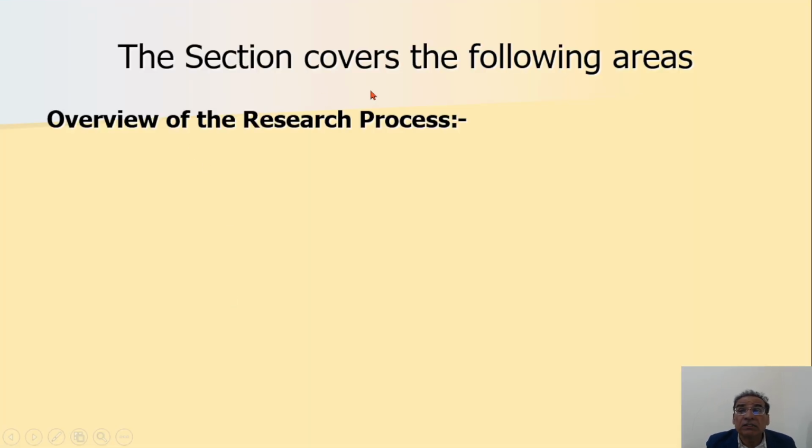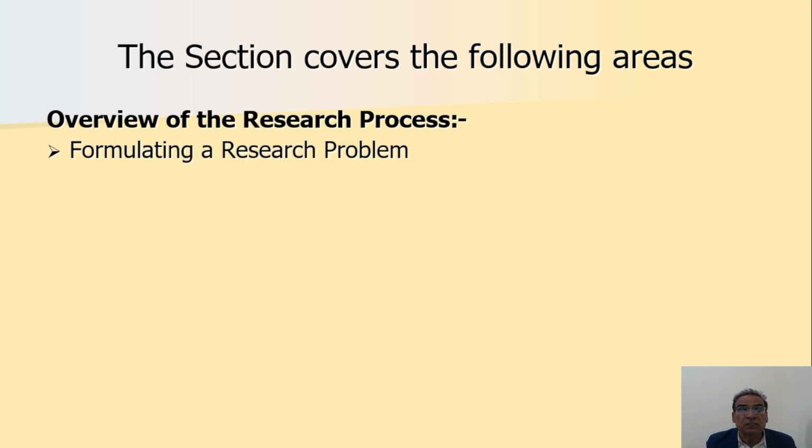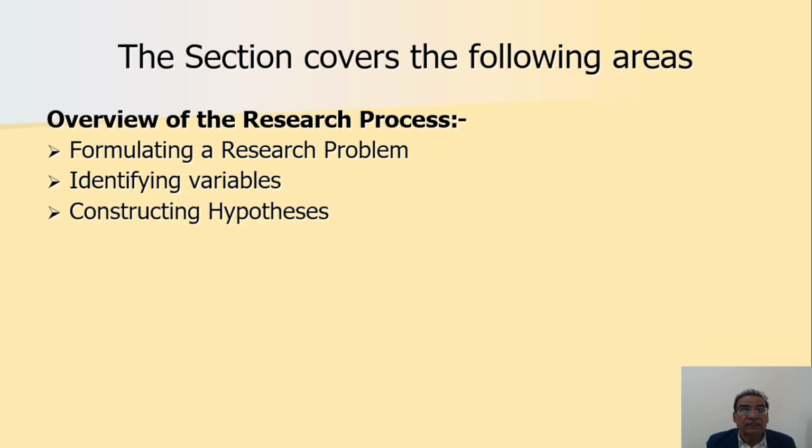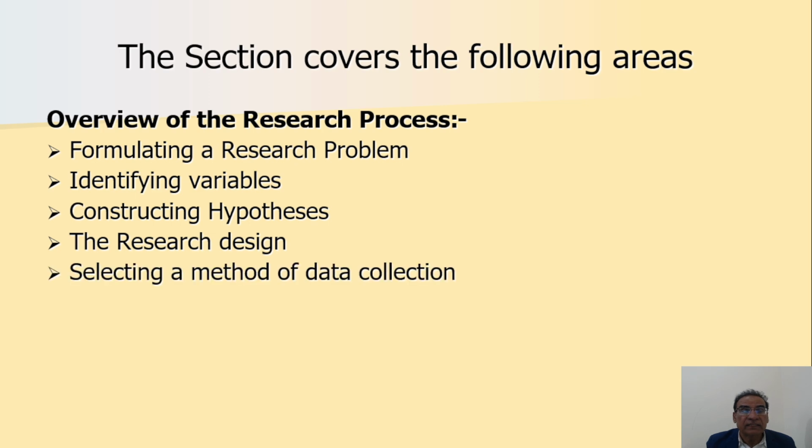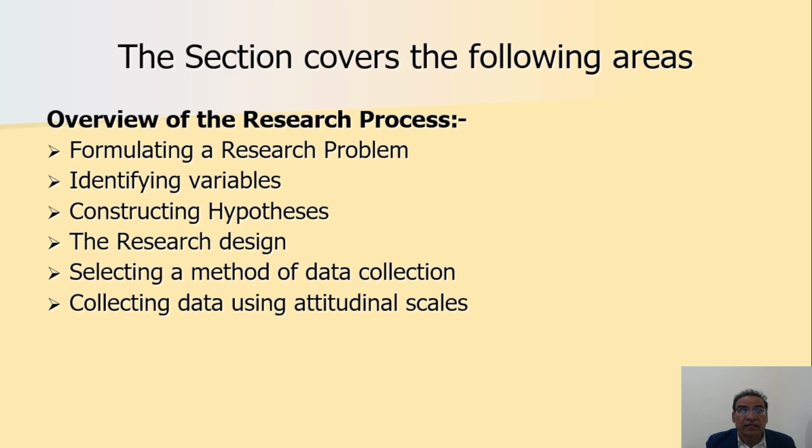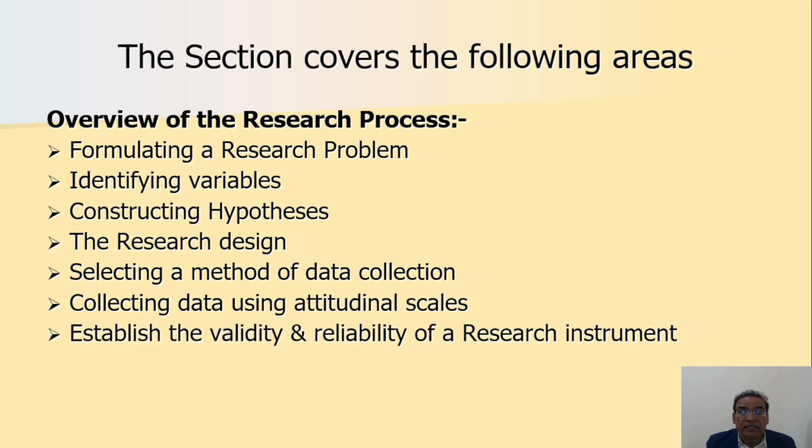This section covers the following areas: overview of the research process, formulating a research problem, identifying the problem, constructing a hypothesis, the research design, selecting a method of collecting data using attitudinal scales, and establishing the validity and reliability of the research instrument. Now, first of all, formulating a research problem.